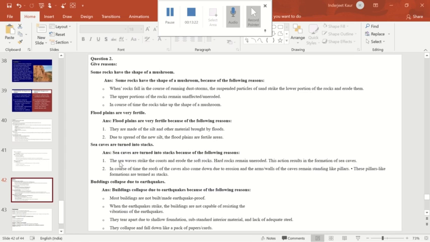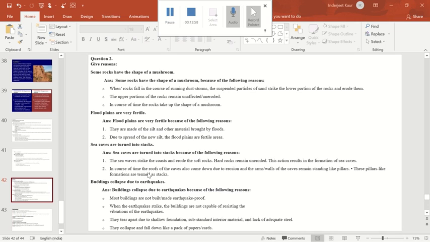Now, first of all, we must know how the sea caves are formed. Sea caves are formed when the sea waves erode the softer part of the rocks, because continuously the waves are striking the rock and the soft part of the rock is dissolved, eroded by the waves, and the hard part of the rock which was not able to be eroded remains standing, and this is how the sea caves are formed.